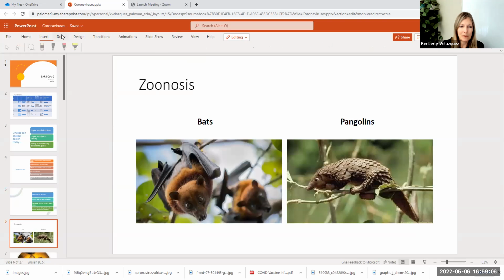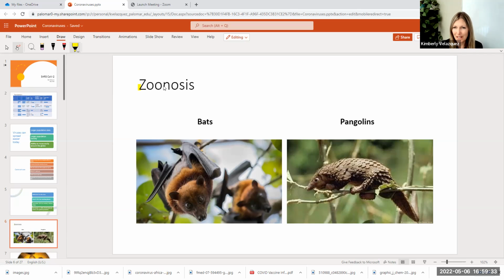Zoonosis, if you remember this term, is a virus or bacteria or other pathogen that starts in other animals and spreads to humans. Humans are obviously animals too.